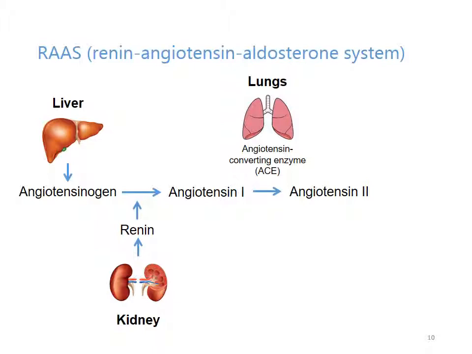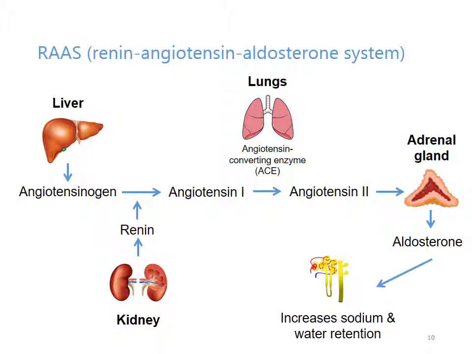Angiotensin 2 causes vasoconstriction, and it also stimulates the adrenal gland to produce aldosterone. Aldosterone increases the reabsorption of sodium and water at the kidneys, which increases the blood volume. So, when the RAAS is inappropriately activated, the vasoconstriction caused by angiotensin 2 and the retention of sodium and water caused by aldosterone would cause hypertension.